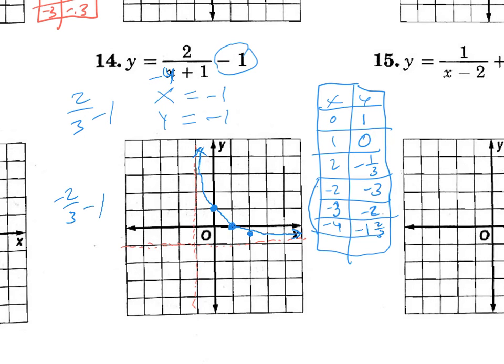Then on this other side, we have negative 2, negative 3, so about right here. We have negative 3, negative 2, so about right there. And then we have negative 4, negative 1 2/3, so ish right here. And so that gives us a good idea of where our curve can go and how we can get close to our asymptotes but never quite touch them.